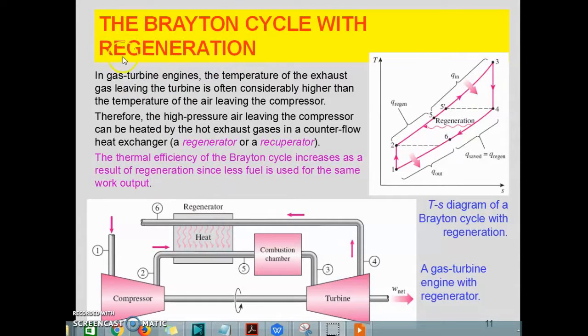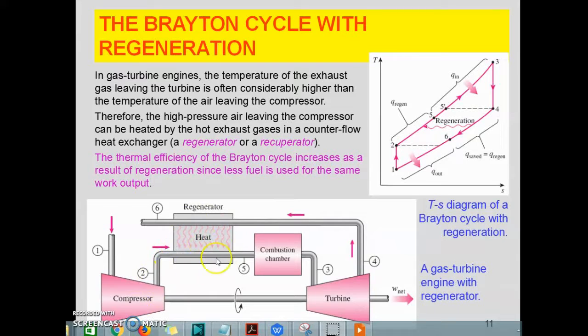This is the same thing as the vapor cycle. Remember, if we say that this is a regeneration, there is a preheat process occurring in the cycle. So let's look here. In a gas turbine engine, the temperature of the exhaust gas leaving the turbine is often considerably higher than the temperature of the air leaving the compressor. So the temperature coming out from the turbine is higher than that of the working fluid coming out from the compressor. So the wasted heat from the turbine, we can use it to preheat the working fluid coming out from the compressor.